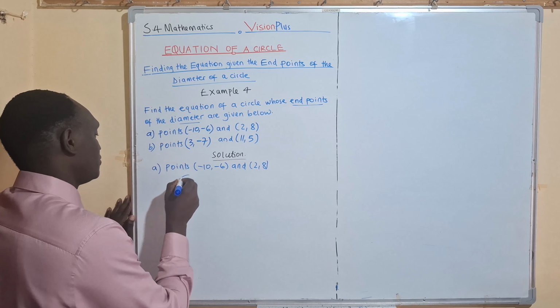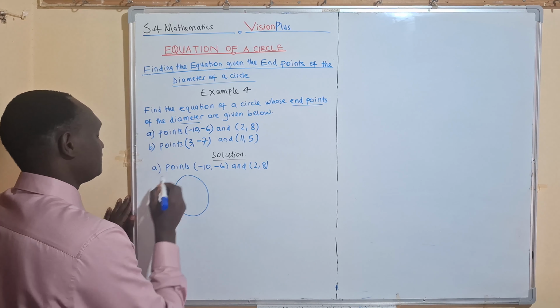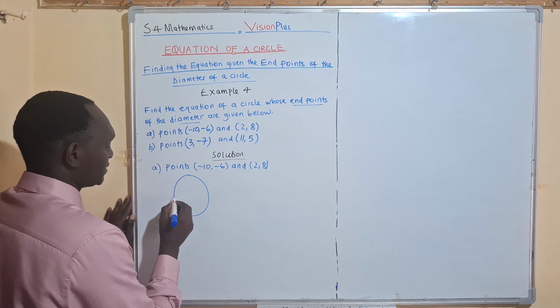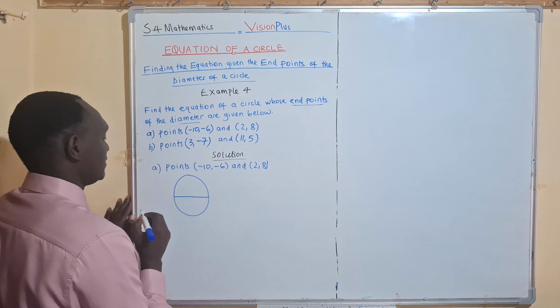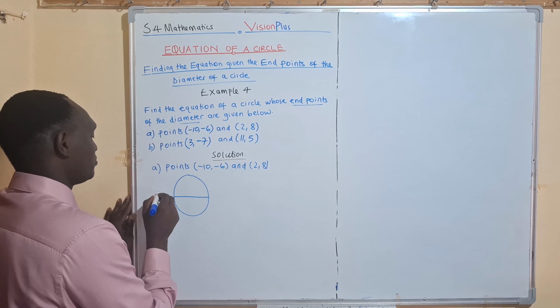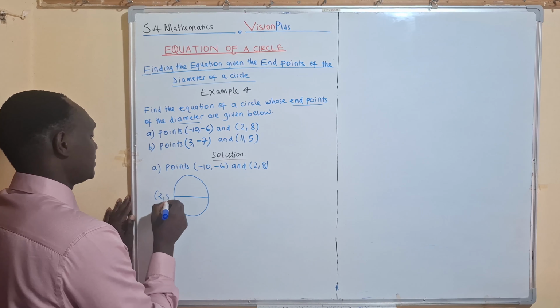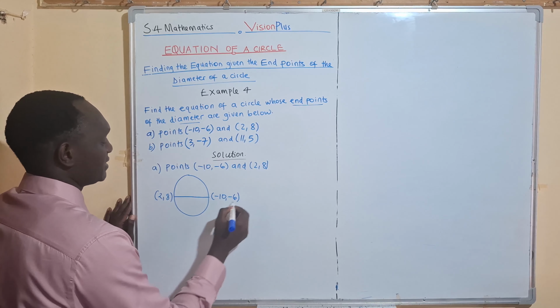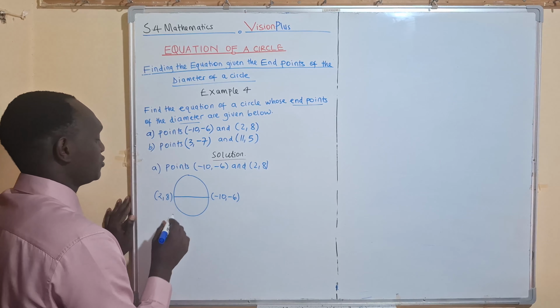So draw a circle to guide you. Then you say, just divide it into halves. That is the diameter. Now the endpoints are this and this. So I'm going to put 2, 8 this side, and I put -10 and -6 this side. Or the opposite is true.